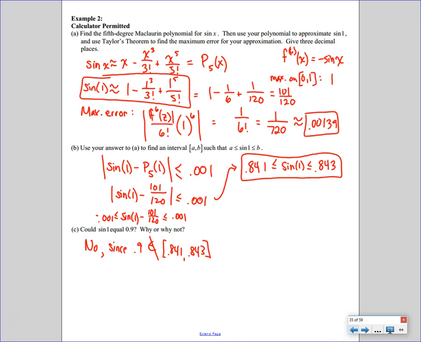Kiddos, the 5th degree Taylor polynomial is when x is being raised to the 5th power, true? But if we were to write this, for instance, in summation notation, with n equals 0 to infinity, I would go ahead and write this as x to the 2n plus 1 all over 2n plus 1 factorial.